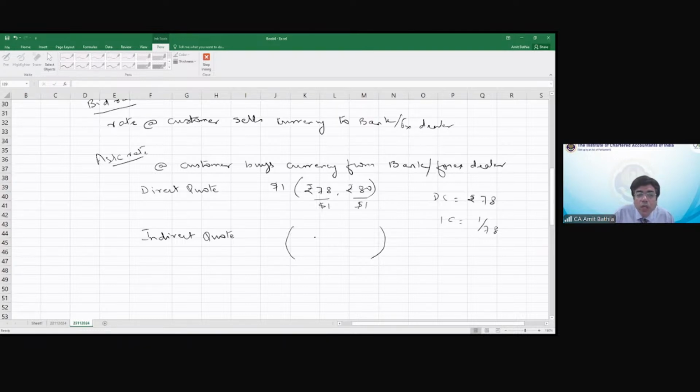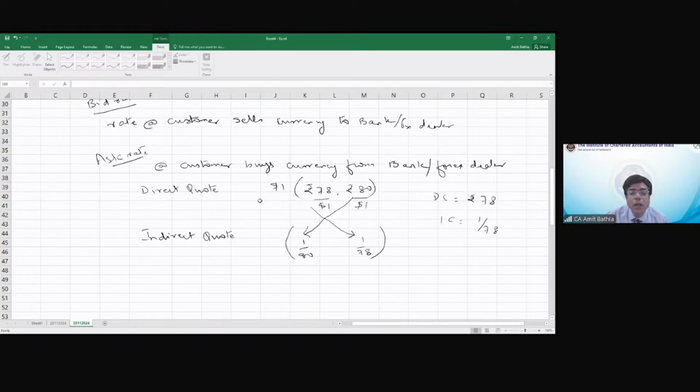Now, when I'm talking about a two-way quote, you will need to remember that your bid, when reversed, will become the ask of the indirect quote. So in the indirect quote, it will get opposite. Bid will become ask and ask will become bid. So here I will have 1 upon 80 and 1 upon 78. You might obviously ask me, sir, why is that so? You can do this particular calculation over here as well.